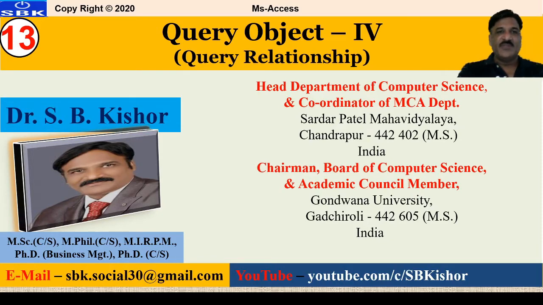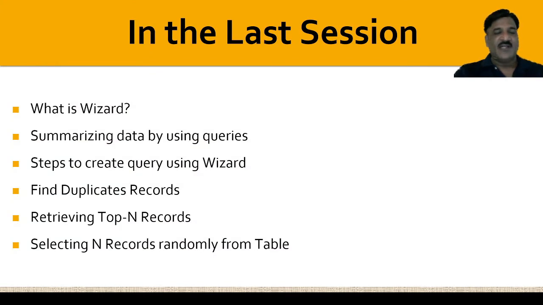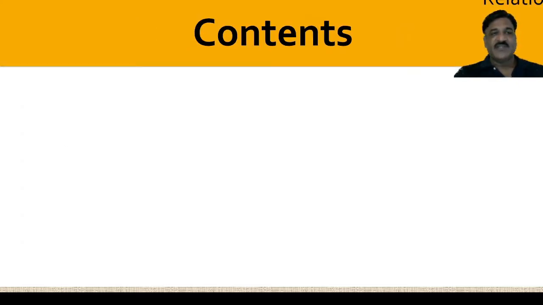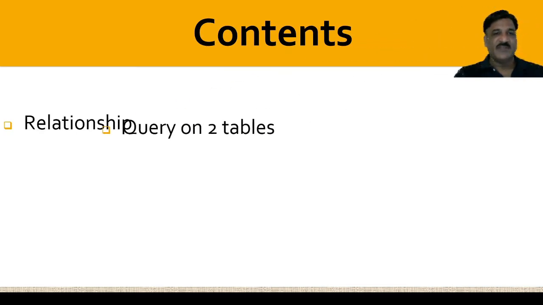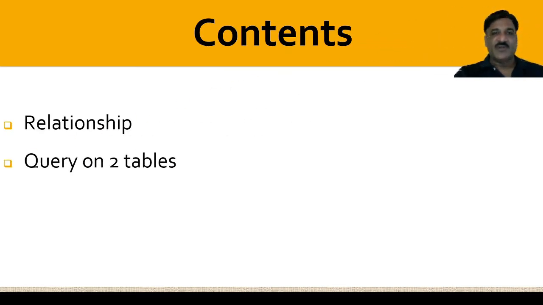So today we are going to discuss the query relationship, how to form the relationship among the tables using a query. In the last session we discussed what a wizard is, summarizing the data by using a query, steps to create the query using the wizard, how to find a duplicate record, how to retrieve the top n records, and how to select n records randomly from the table. In today's session we are going to discuss what a relationship is, how to form queries on 2 tables, and finally how to make a query on 3 tables.